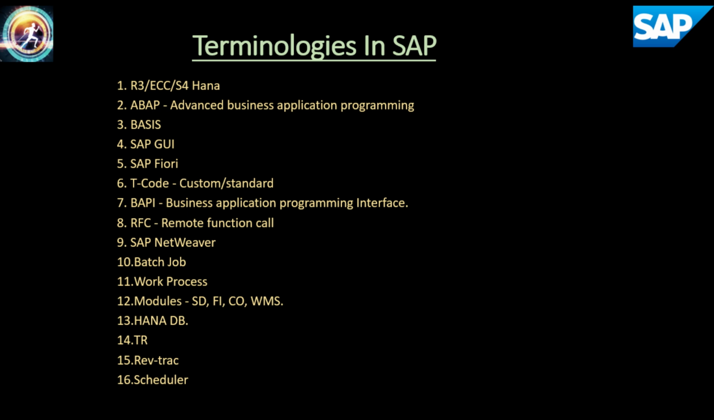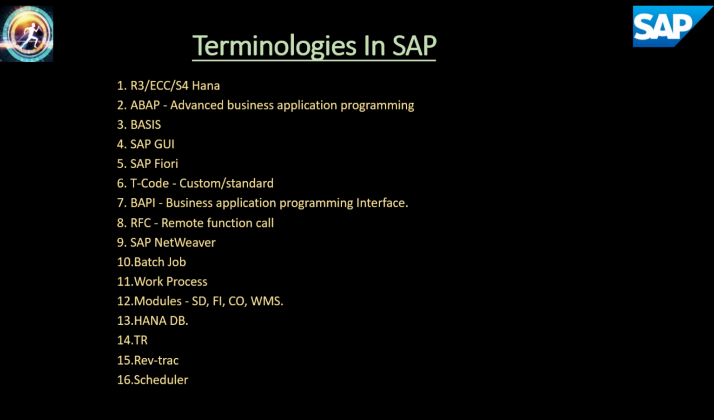Then we have the modules. I covered this at a high level in the SAP intro. So SD, FI, CO, FICO, and WMS. These are other common terminologies you hear. SD, sales and distribution; FI, finance; CO, controlling; and warehouse management system. These are some examples, but there are so many other modules as well. PP, production planning. You will hear this a lot, and we'll talk about this in the coming sessions.